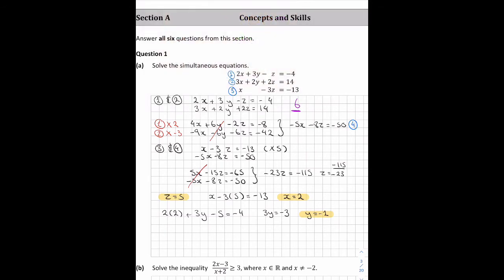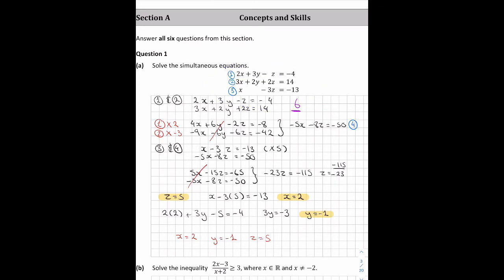So we've got that x is equal to 2, y is equal to minus 1, and z is equal to 5. And to check that, you can sub those three values into the three equations that we began with up at the top, so equations 1, 2, and 3.